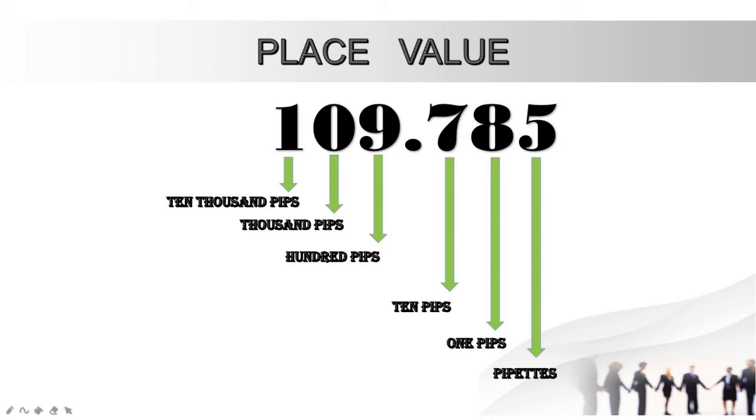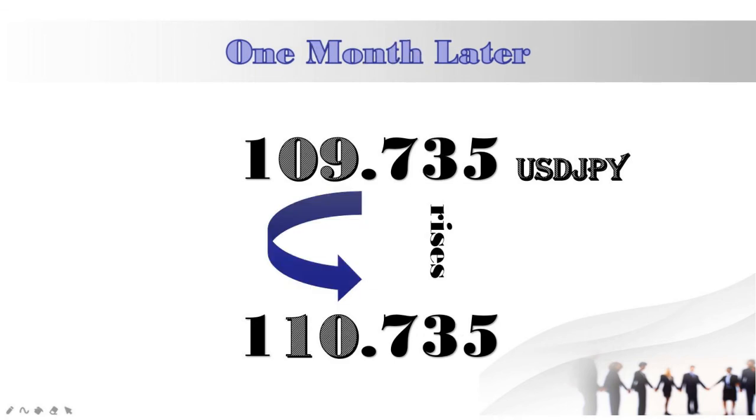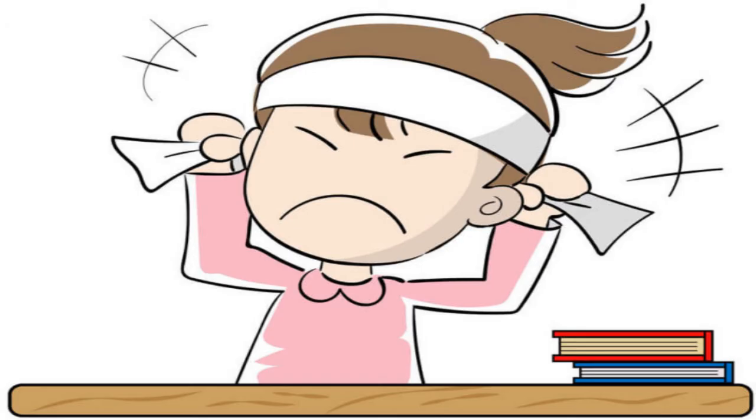One hour later, if the price falls to 109.735, we will say that there is a 5 pips fall in price. One month later, if the price rises to 110.735, we will say that there is a 100 pips rise in price. I hope you are now clear with the pips and pipot calculation for all the currency pairs in forex.